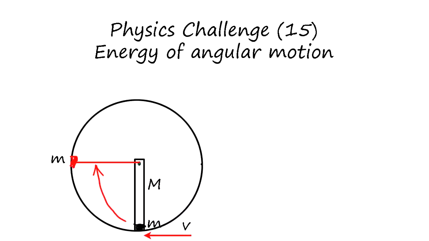Physics Challenge 15, Energy of Angular Motion. Okay, we have a freely rotating rod. Its mass is M and its length is L. We attach an additional mass, lowercase m, and give it a push with initial velocity v.